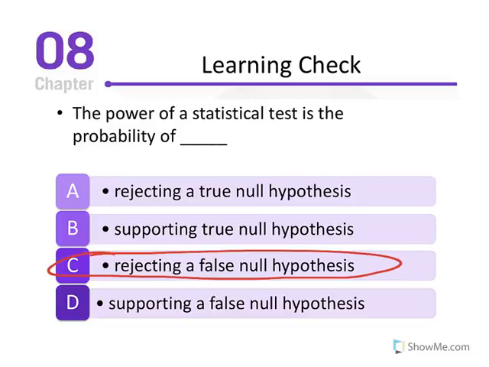Again, the null says nothing is happening. So if that's false, we're then affirming something is happening, and we're accurately drawing that conclusion based on a certain probability that's defined by power, or the calculation that we come up with when we go through the process of computing power.